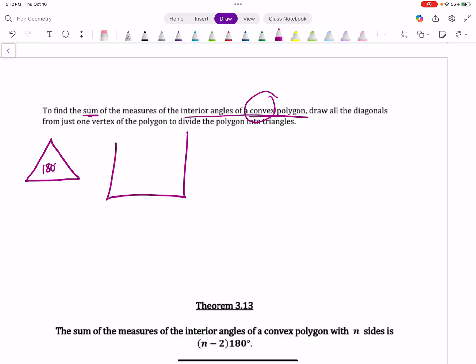So let's take a quadrilateral. We're going to pick a corner, and we're going to draw every diagonal that we can. So there's just the one. But what you've done is you've divvied it up into two triangles. Okay? And then there's 180 degrees in this triangle, and 180 degrees in this triangle, which means there's 360 total degrees because it's two of those triangles.